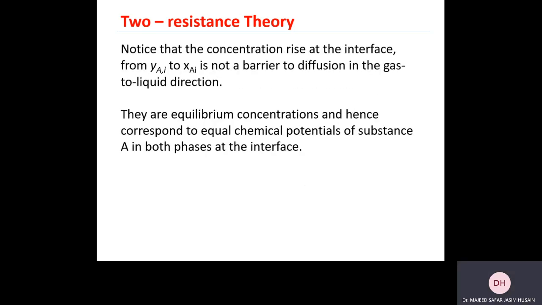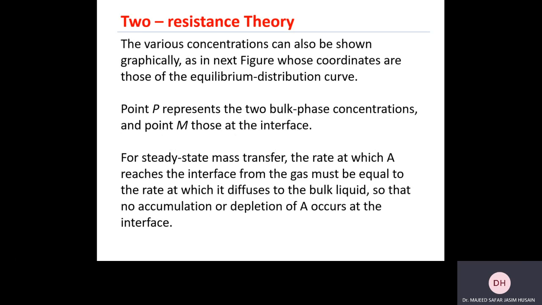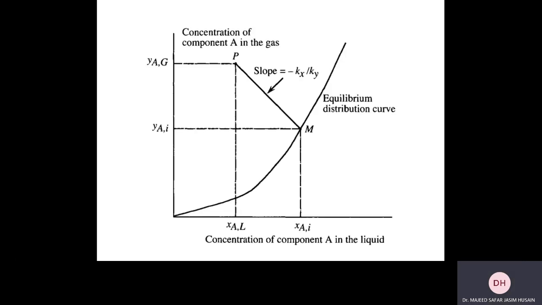So they are equilibrium concentrations and hence correspond to equal chemical potential in both phases at the interface. The various concentrations can also be shown graphically as in the next figure, whose coordinates are those of the equilibrium distribution curve. We'll show you another diagram. If you look here, this is the diagram.